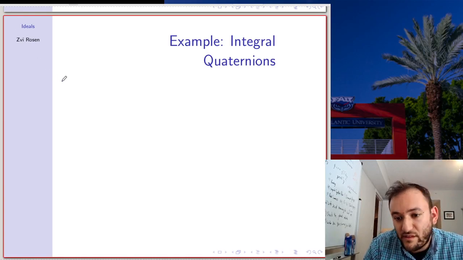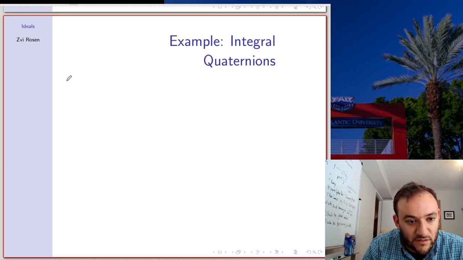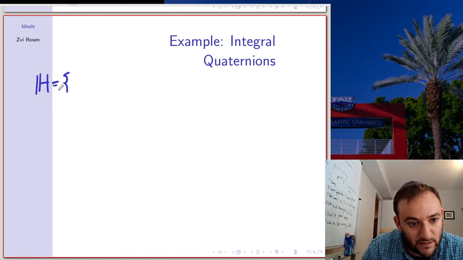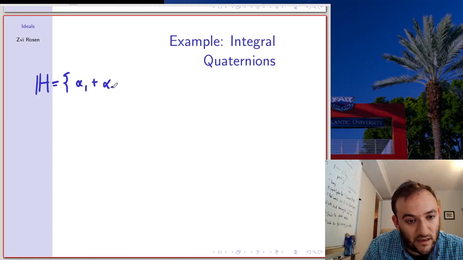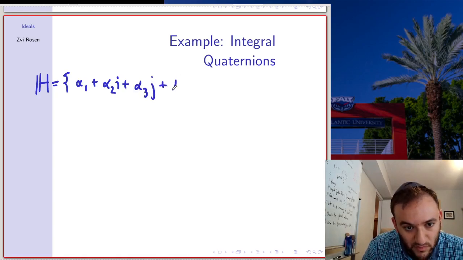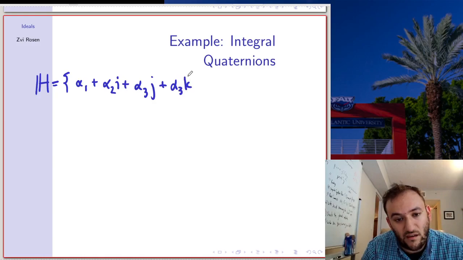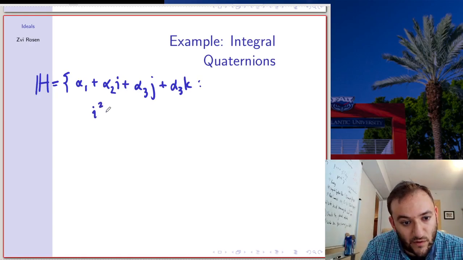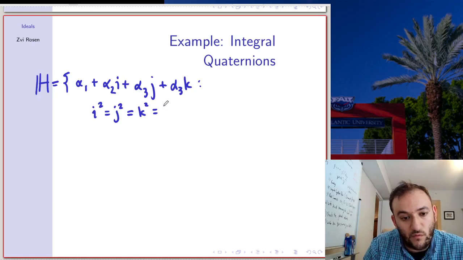And the way these work, you'll recall that we spoke about the quaternions, which were numbers of the form, so how should I write this? We denoted it by this fancy H for Hamilton, and we wrote it as alpha 1 plus alpha 2 i plus alpha 3 j plus alpha 4 k, where i squared is equal to j squared is equal to k squared, which is minus 1.